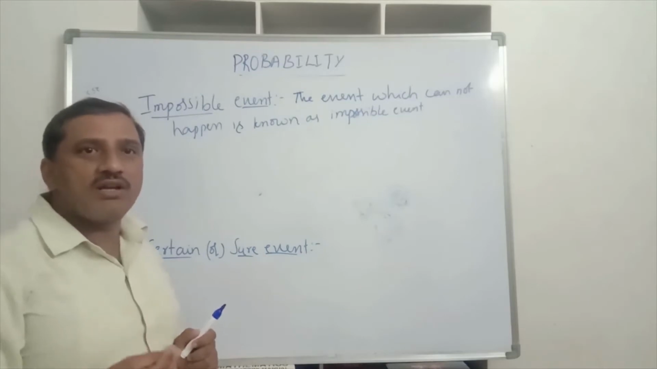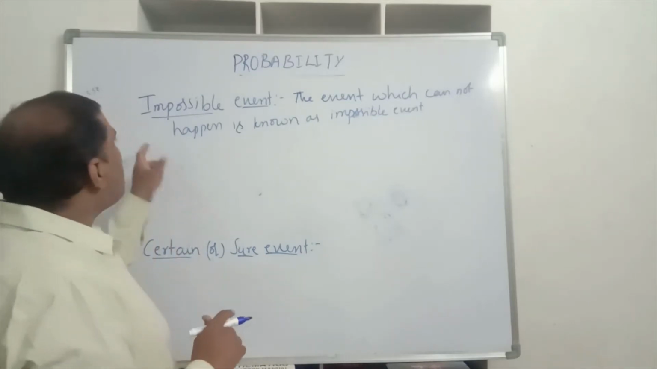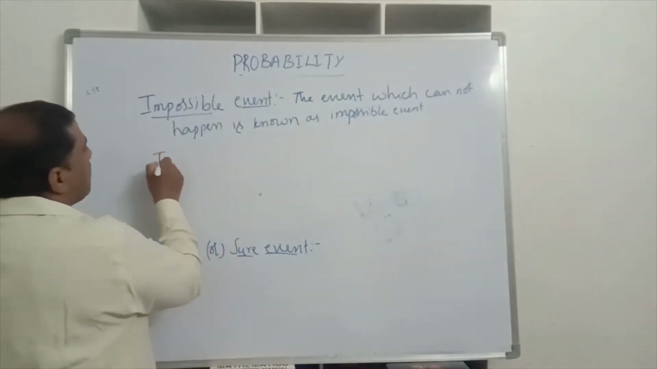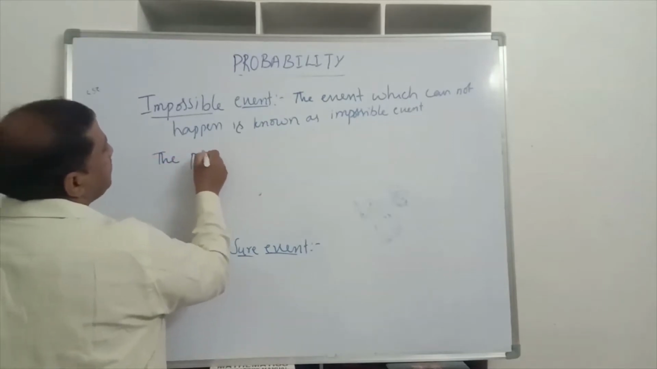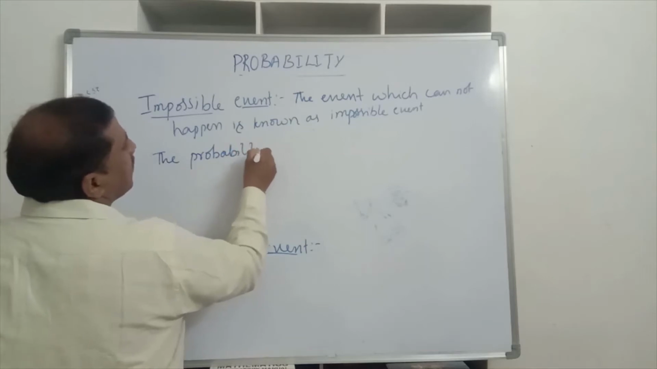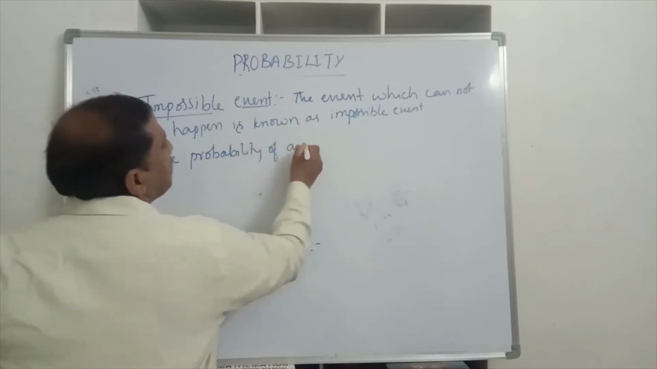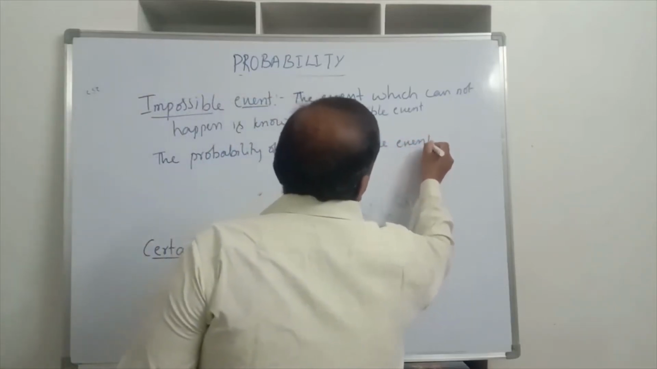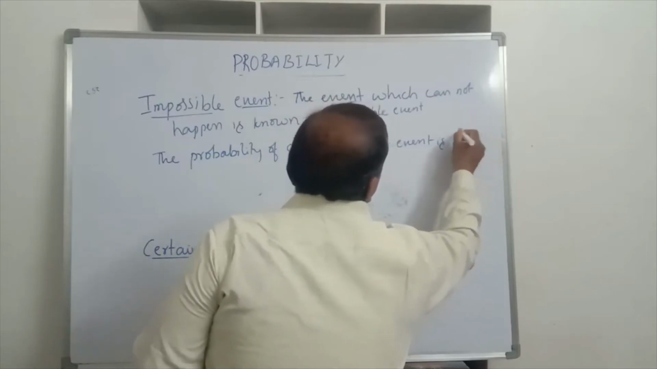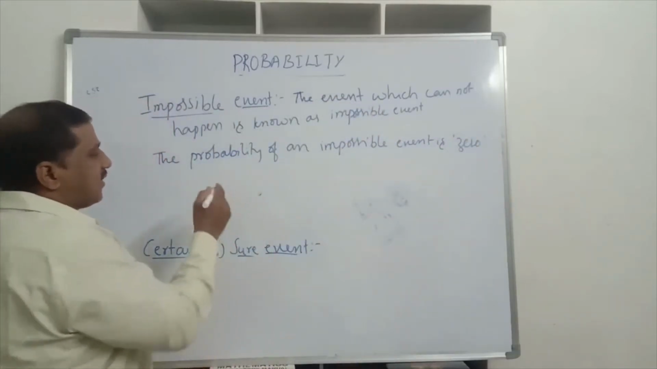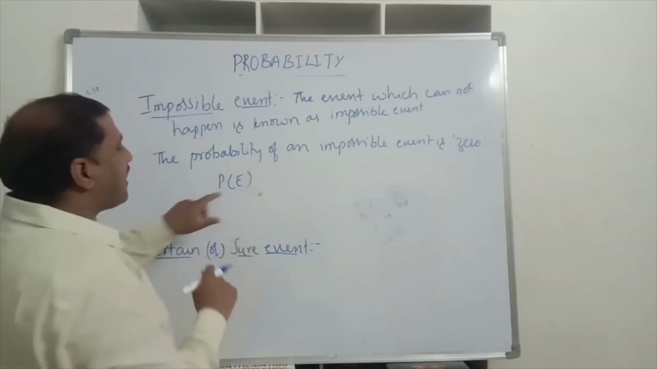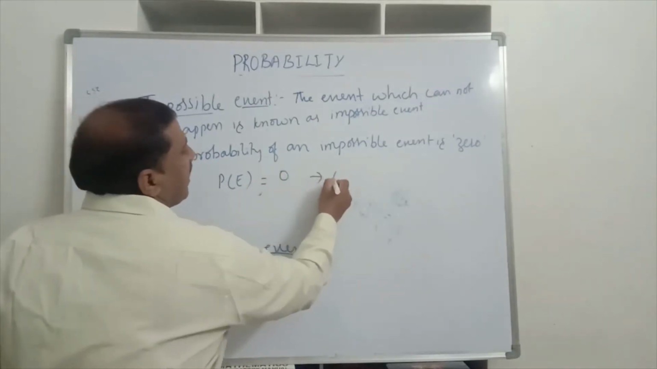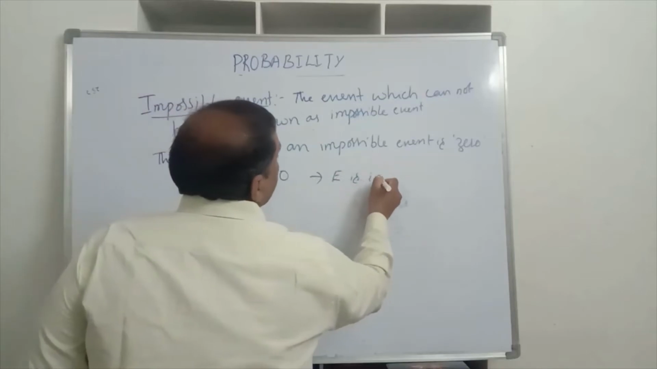Is there any favorable outcome for an impossible event? There is no favorable outcome for an impossible event. Therefore, the probability of an impossible event is 0. So the probability of an impossible event is 0. Let E be an impossible event, then P of E is 0.